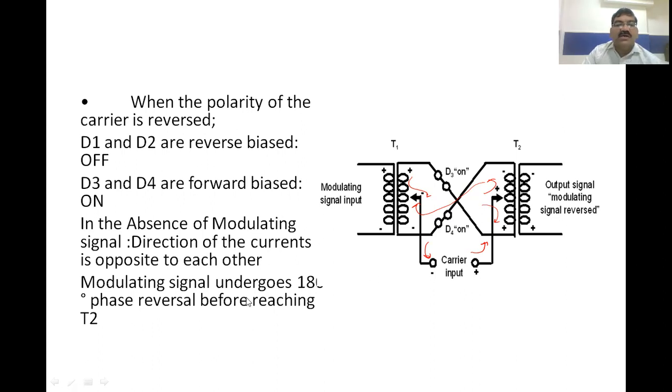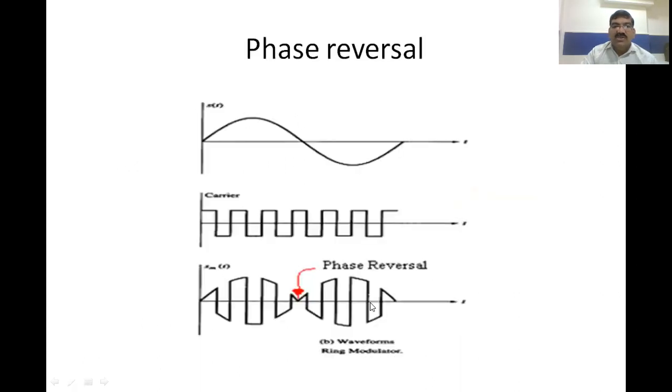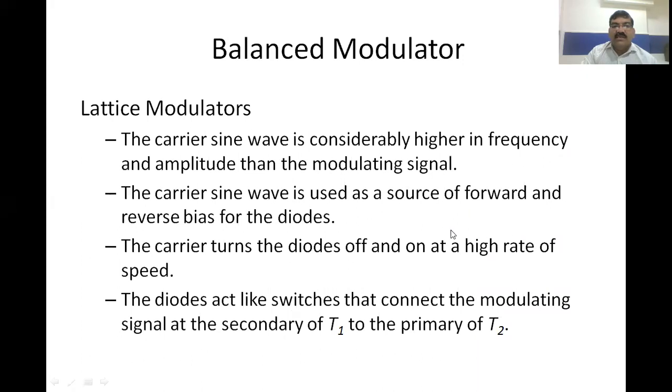So the modulating signal undergoes phase reversal in the circuit. Okay, this is T1 and T2. So this way it is explained. So this is the phase reversal. This is the phase reversal happening here. So this is the balance modulator.